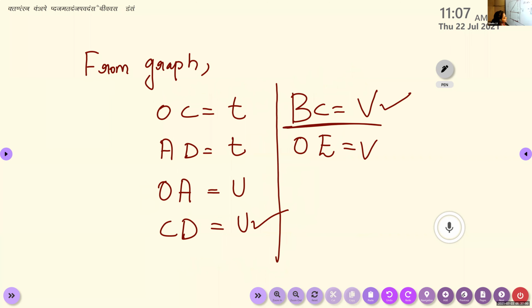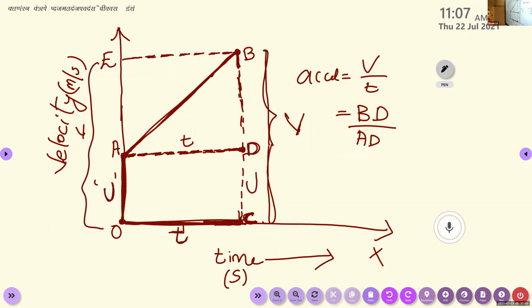In order to derive this first equation of motion, first of all, we consider the velocity time graph for the uniform motion of an object by taking time along the x-axis and velocity along the y-axis. In the portion O to A, the object is moving with a uniform initial velocity U. Then from the point A, the velocity increases uniformly, it undergoes a uniform acceleration, and it reaches a point B.